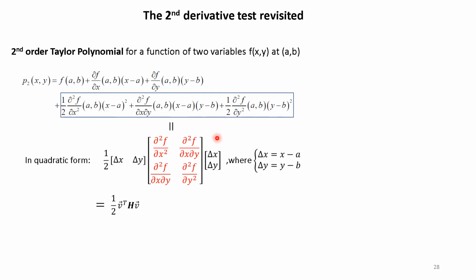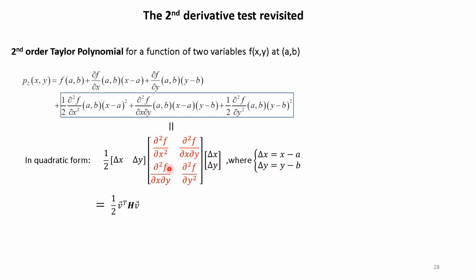In here, I have this column vector defined as delta x, delta y. This delta x is x minus a, and this delta y is y minus b. Delta x means the x distance you are away from this point A, and delta y is the y distance that you are away from this point B over here.